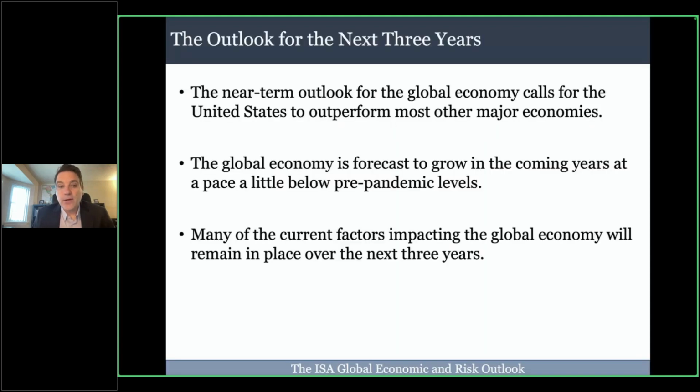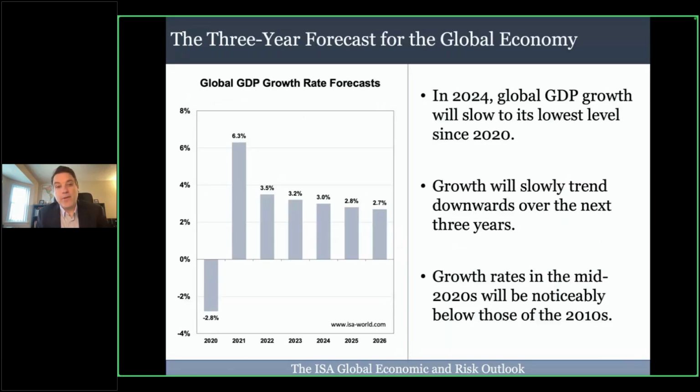If we look at the near-term outlook, we still see the US outperforming other major economies, particularly other wealthy economies. The outlook for the US economy has improved significantly of late. We'll talk about some of the reasons why going forward. We expect the global economy to grow a little bit below pre-pandemic levels. And this is a long-term trend that's been continuing for some time. So we'll talk about those growth rates as we go forward. And many of those factors we just talked about are still going to be in place both this year and over the next few years. So there's our forecast for the global economy.